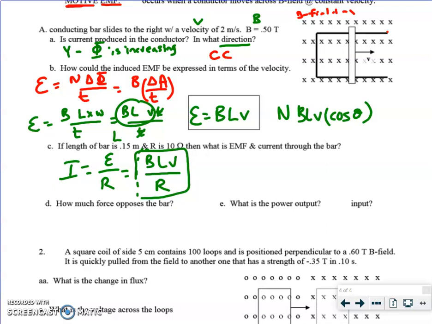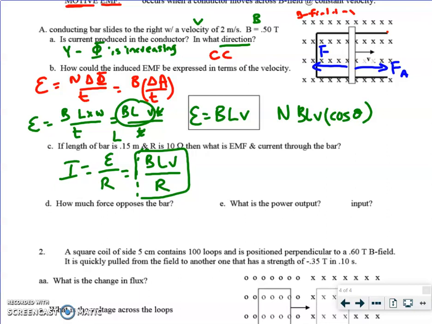So that implies that in order to move it at a constant speed, there's got to be some applied force here. And that applied force, if it's a constant speed, means by the second law, there's got to be some oppositional force that way. And that's where part D is. How much force opposes the bar? So where does that oppositional force come from? Well, it doesn't come from friction because we have a frictionless situation. Maybe by now you recognize that this is a magnetic force, a Lorentz force here. So let's break down why that is.